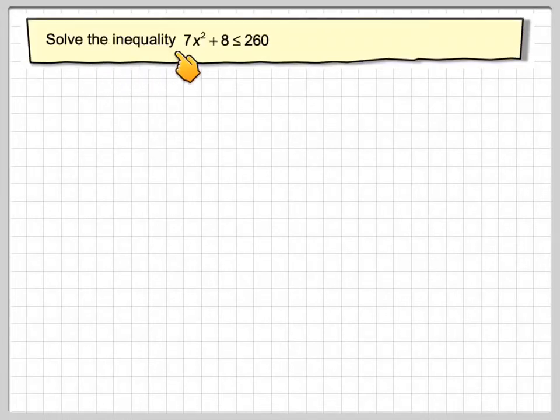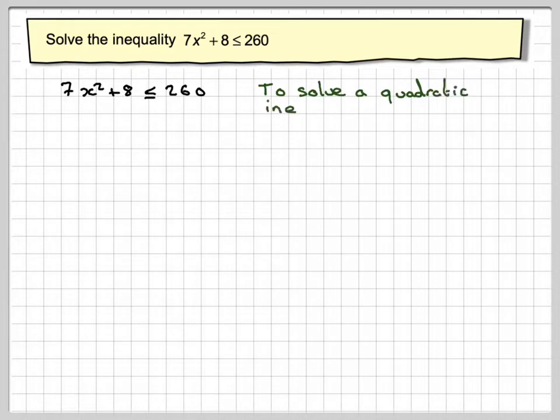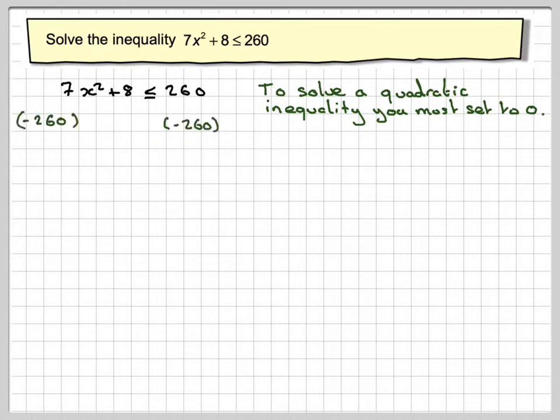Solve the inequality 7x squared plus 8 is less than or equal to 260. Right, so writing down the inequality. Now, this is a quadratic inequality because we've got an x squared term. So to solve a quadratic inequality, you must set this to 0. So what we're going to do is subtract 260 from both sides.